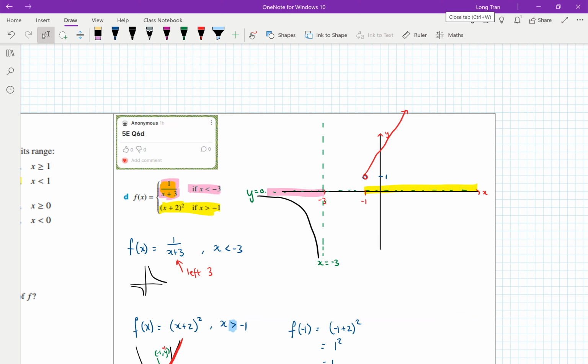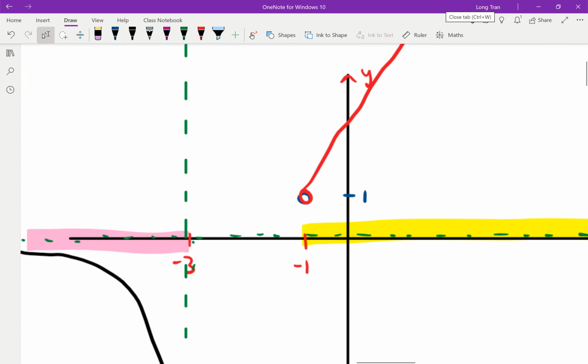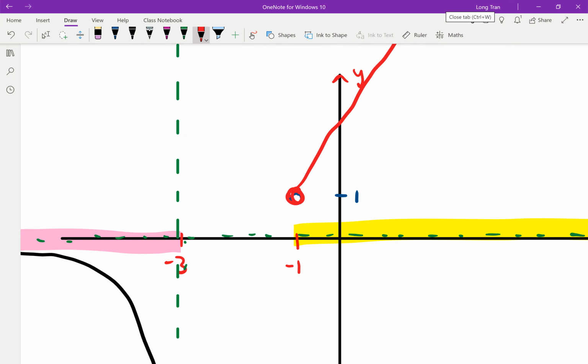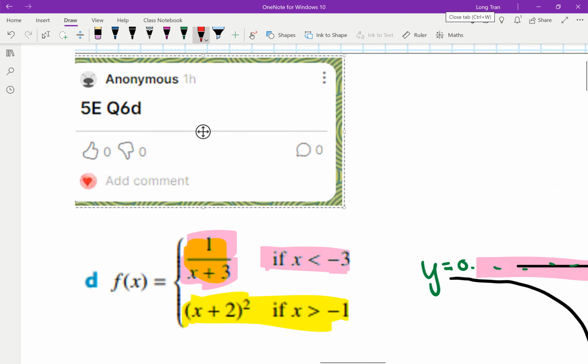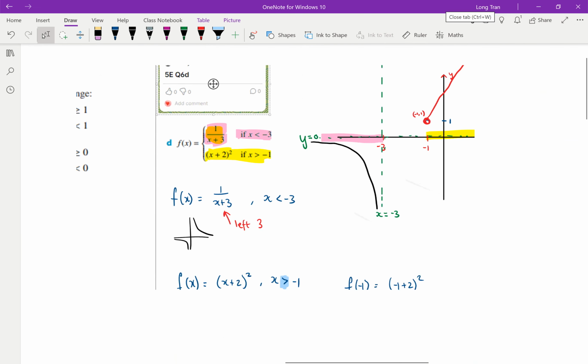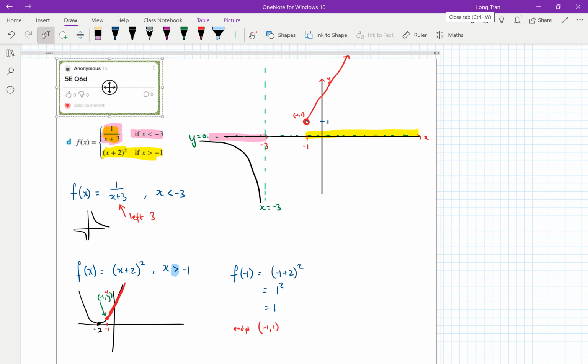So when x is greater than -1, I get the parabolic shape, and x less than -3, it's a rectangular hyperbola. Anything between -3 and -1, I shouldn't have anything. The key part is that open circle at -1, 1. There you go, that's how you would do exercise 5E, question 6d. It's a piecewise function: you sketch only the parts they tell you to sketch.